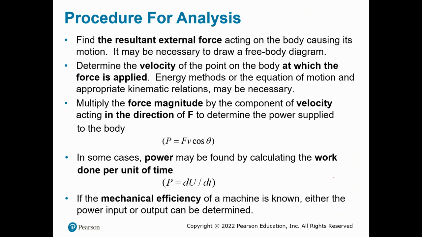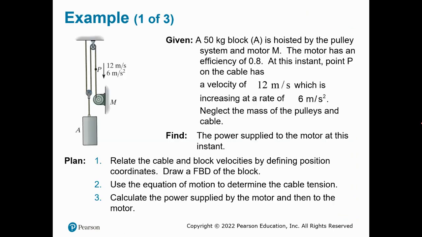So in other words, you have P equals F V cosine theta. That cosine theta is saying they need to be in the same direction. If they're not in the same direction, I'm taking the force and the velocity in the same direction to be multiplied together. In some cases, power may be found by calculating the work done per unit of time, P equals dU over dt. If the mechanical efficiency of the machine is known, either the power input or output can be determined. Let's take a look at some examples together.